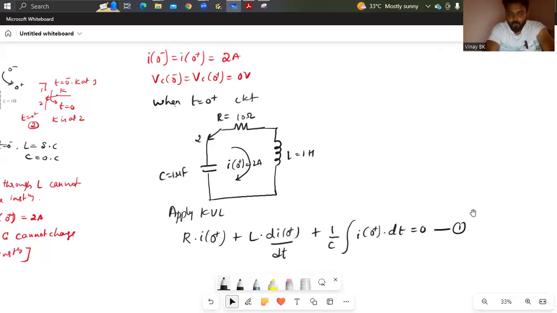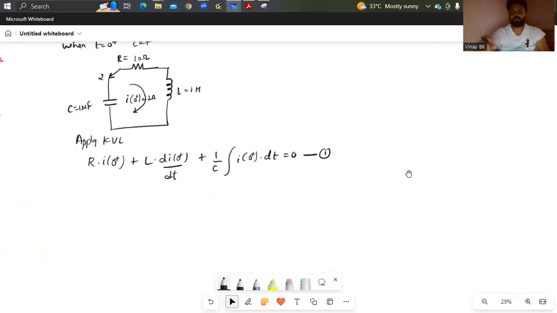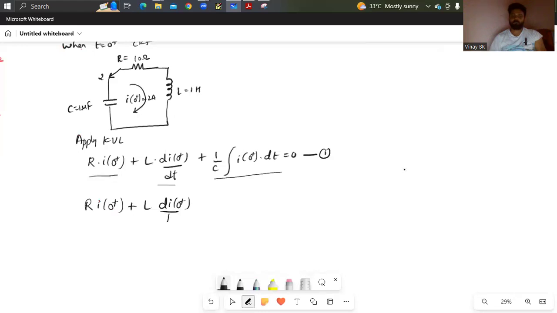Okay. And what this 1 by C into integration of I of 0 plus dt indicates is nothing but Vc of 0 plus, the voltage across the capacitor, and this is the voltage across the inductor, this is the voltage across the resistor. Therefore, I'll write R into I of 0 plus, plus L into di of 0 plus divided by dt, plus 1 by C into integration of I of 0 plus into dt. I can rewrite it as Vc of 0 plus, which equals 0.